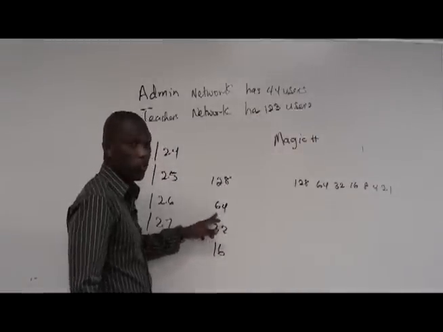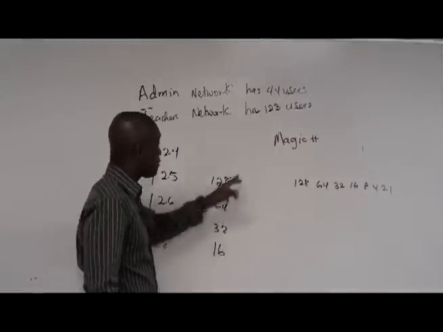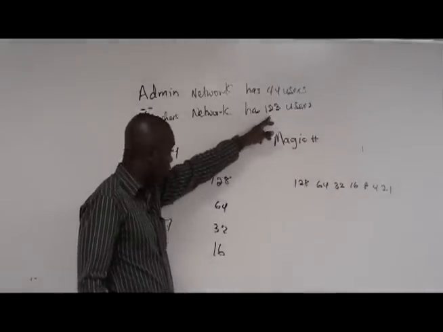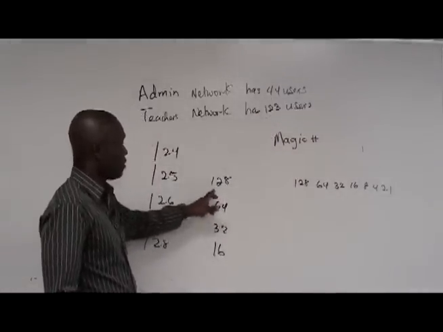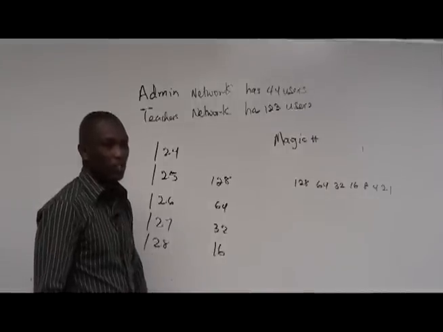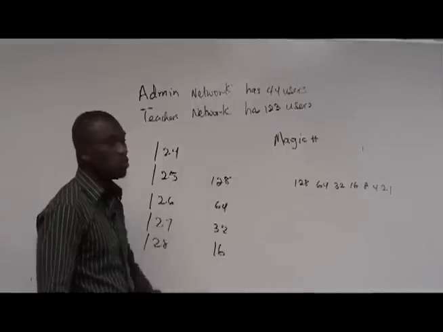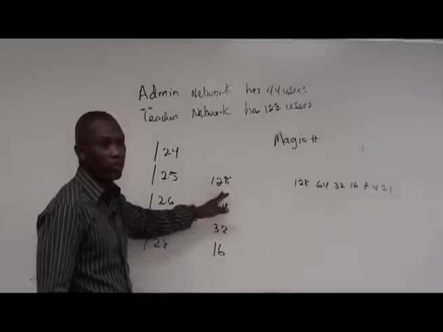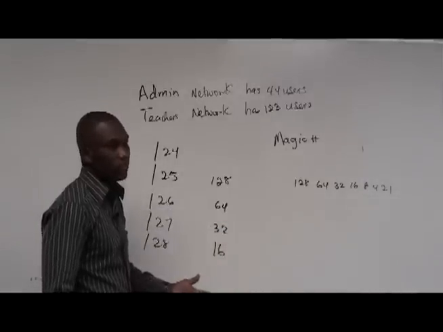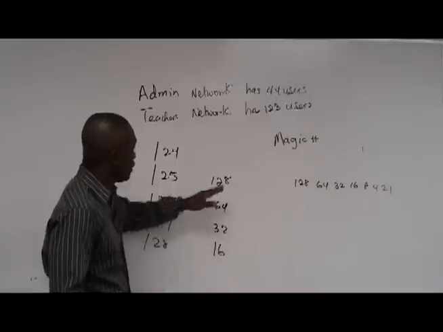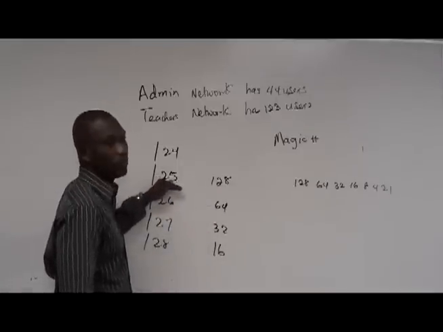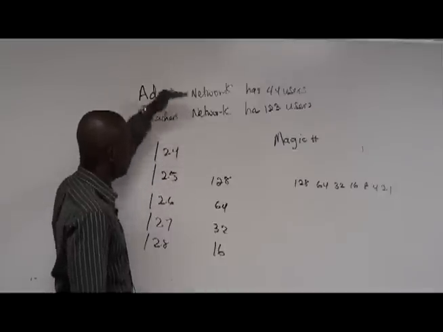We can't say 64. 64 would still not give us enough for the teacher's network. So your best notation would be your slash 25, which is 128, right? And part of that, the usable hosts would be only 126. Right? 126. So this is a typical question that would come. What would be the proper slash notation for this type of network?